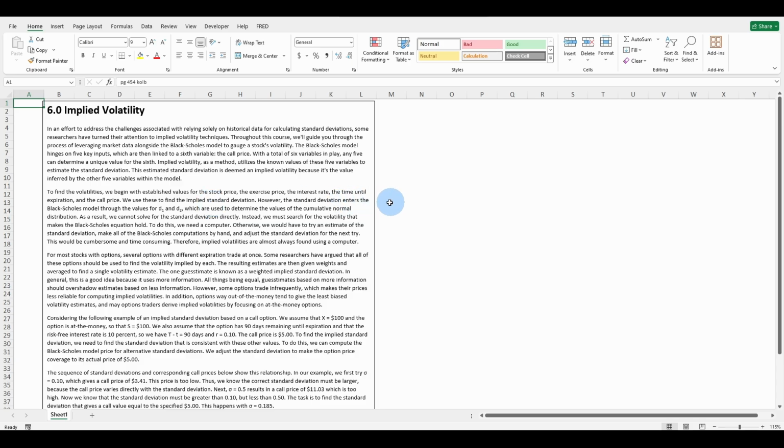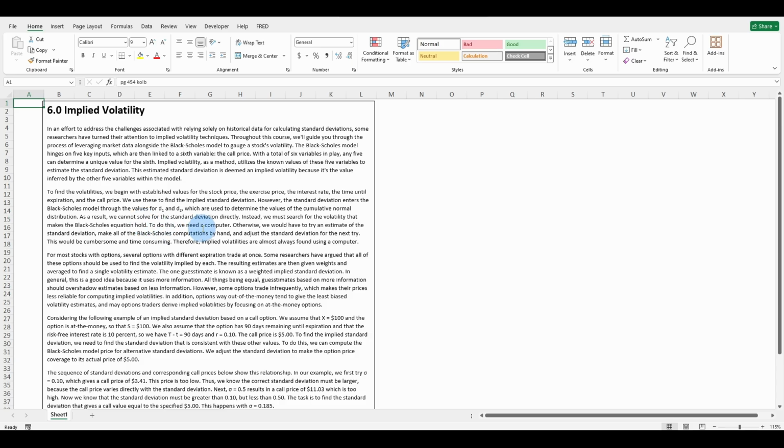We use these to find the implied standard deviation. However, the standard deviation enters the Black-Scholes model through the values for d1 and d2, which are used to determine the values of the cumulative normal distribution. So you can see there could be a circular problem here, and we'll address that shortly. As a result, we cannot solve for the standard deviation directly. I'll argue otherwise, and I'll show you an example next. Instead, we must search for the volatility that makes the Black-Scholes equation hold.